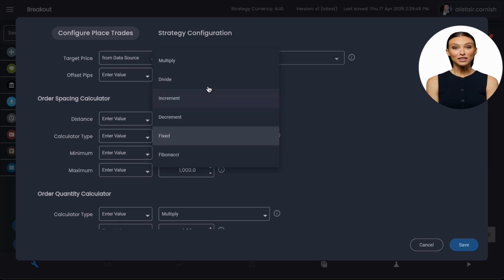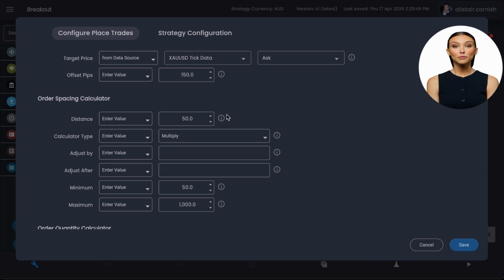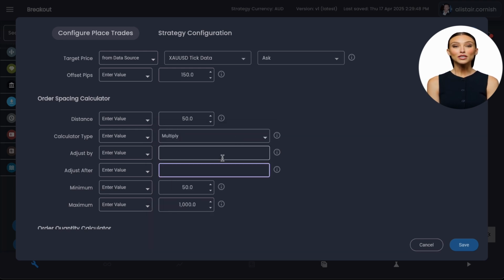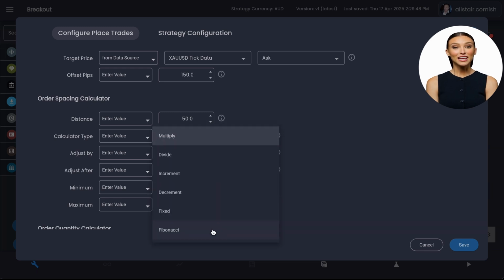There are a number of basic arithmetic operations for dynamically recalculating the spacing between orders. For example, the multiply operation will multiply the distance between each order entry price each time the spacing is recalculated. The value entered in the adjust by field is used to multiply the last order spacing distance to calculate the next. The adjust after field determines the frequency of adjustment, specifying the number of orders that must be placed before the spacing is recalculated. You can also place orders based on the initial value being multiplied by the popular Fibonacci sequence to scale into a position.